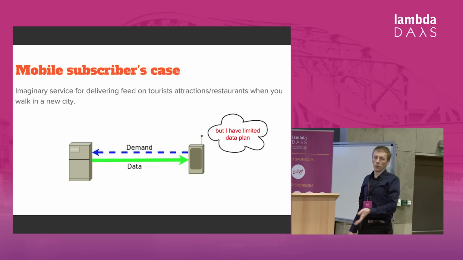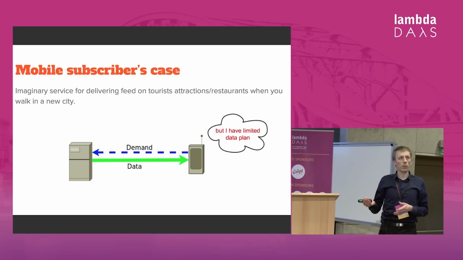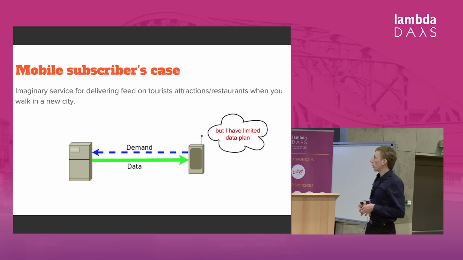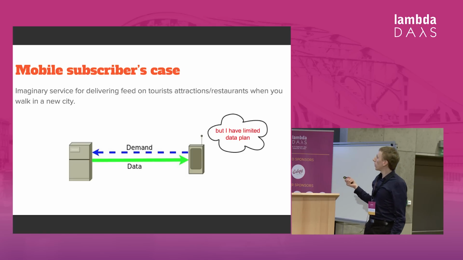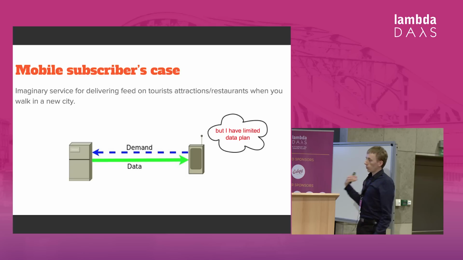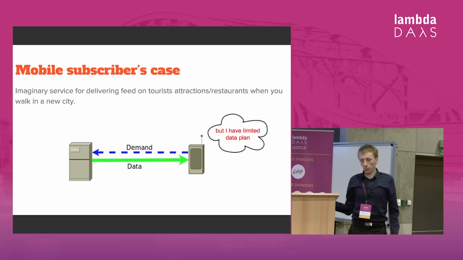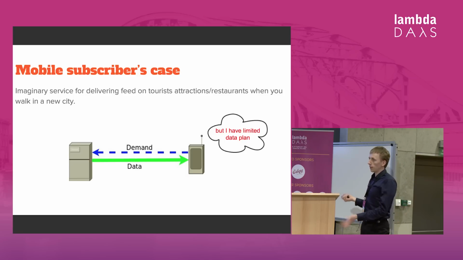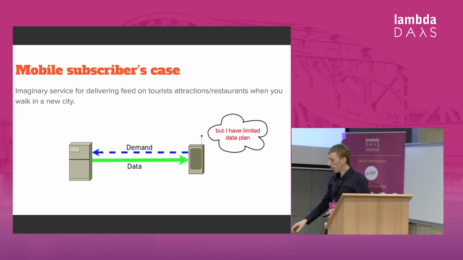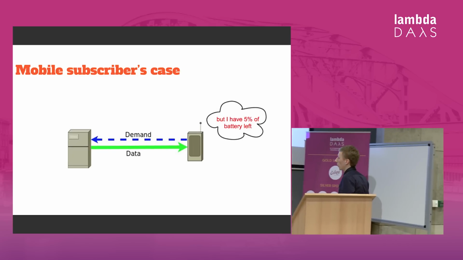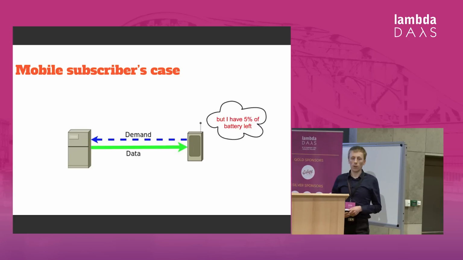But in the mobile world, let's imagine some imaginary service that will deliver you feed data. For example, you have an application that gives you hints where you could go while you traverse the city: what are the restaurants, pubs, places you could go. And here we have a server and our vintage mobile phone, running Android 1.0 probably. This phone is requesting a stream of data. It's specifying the demand and it's getting back data. But there's one little thing about this. This phone has a limited data plan. It cannot consume an arbitrary amount of data because it will cost the user money. And second, please give me more data, but I have very low battery here.